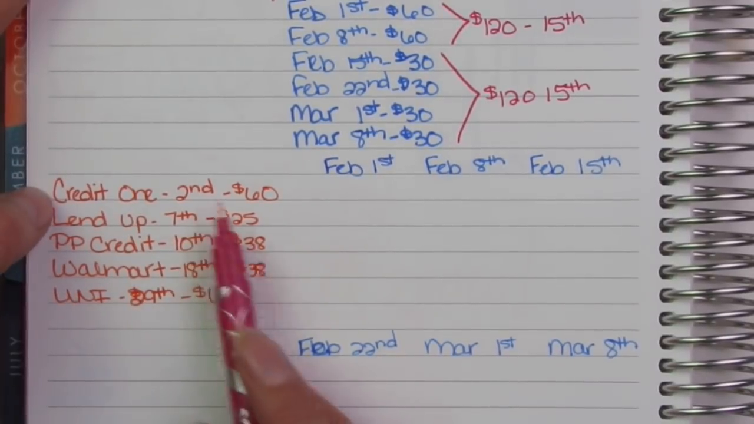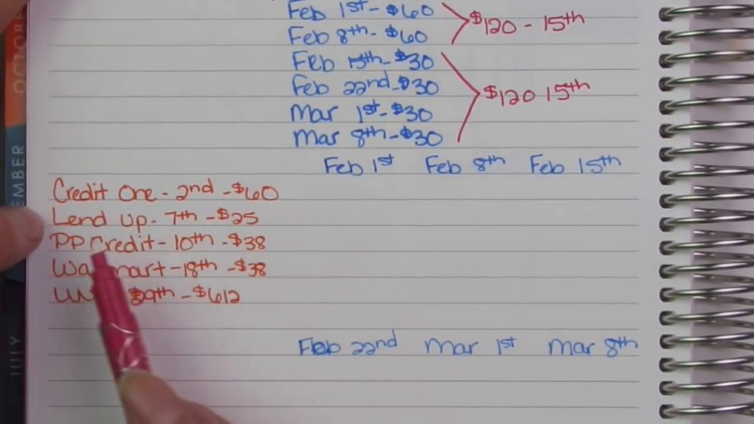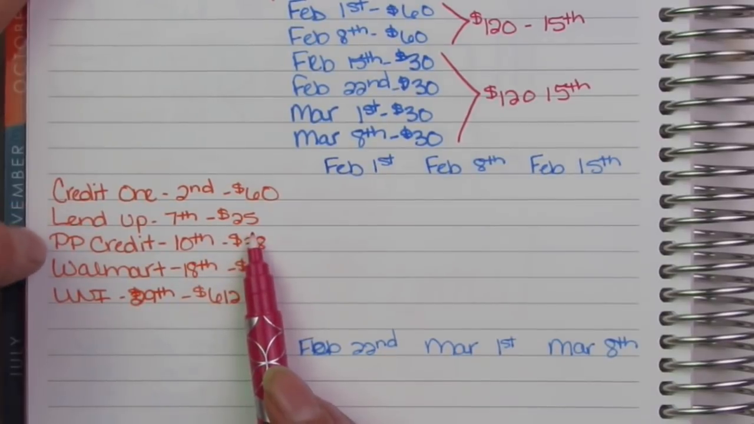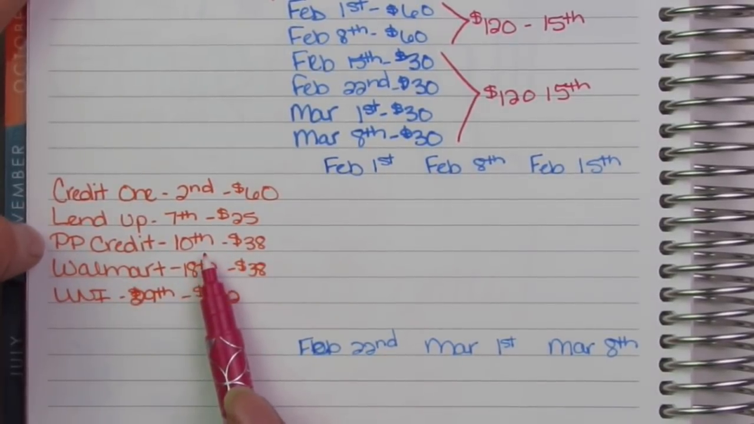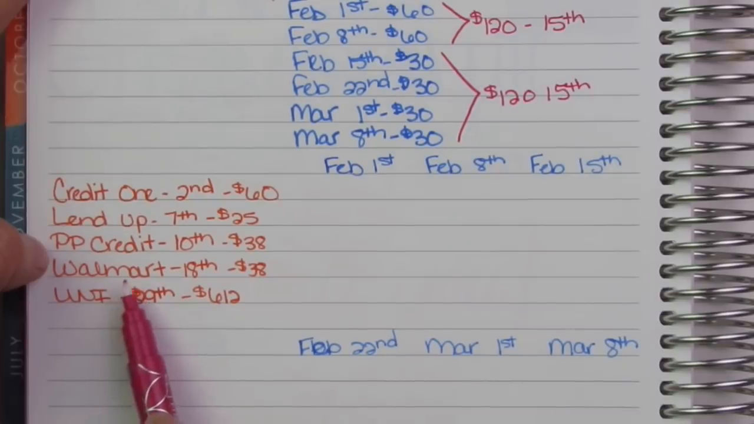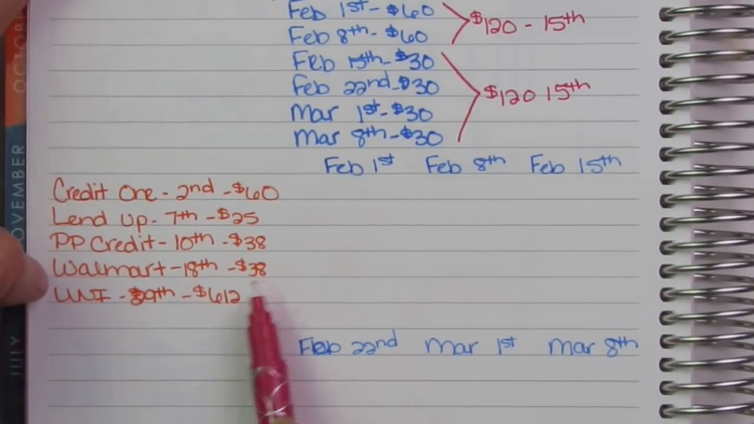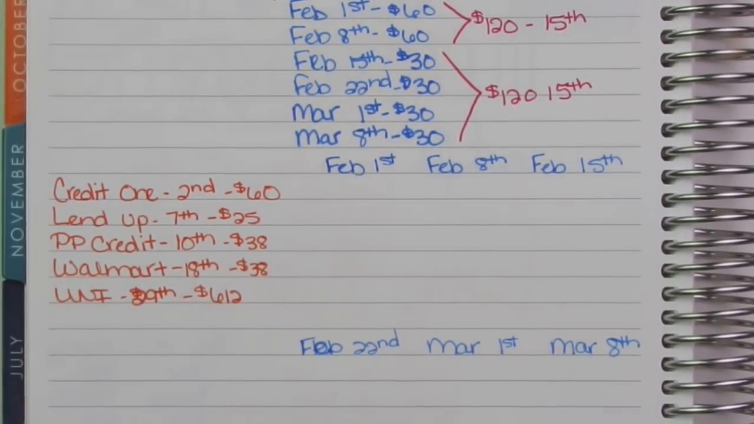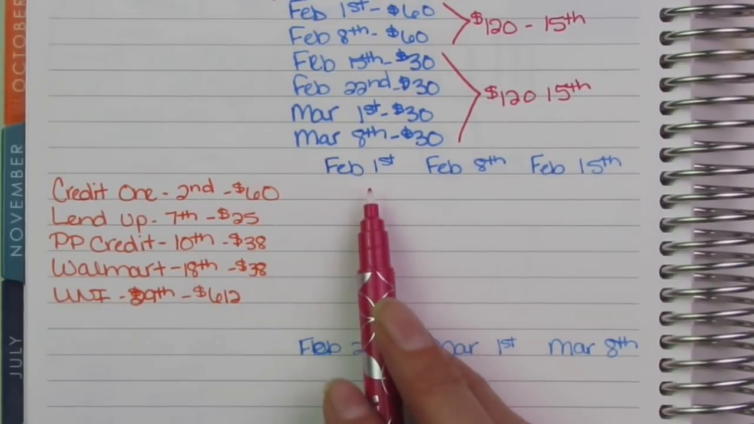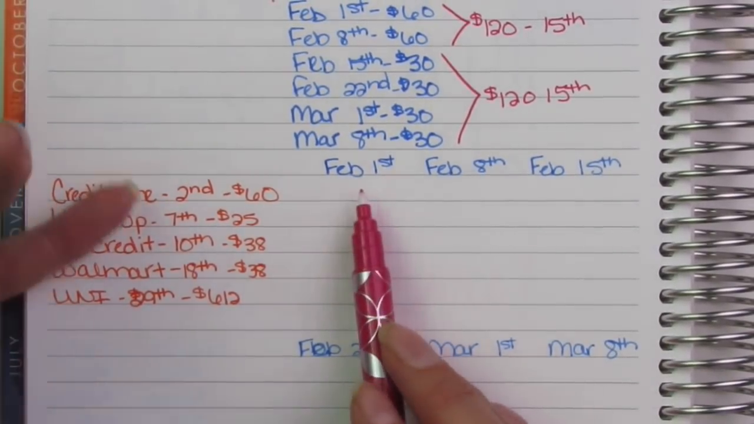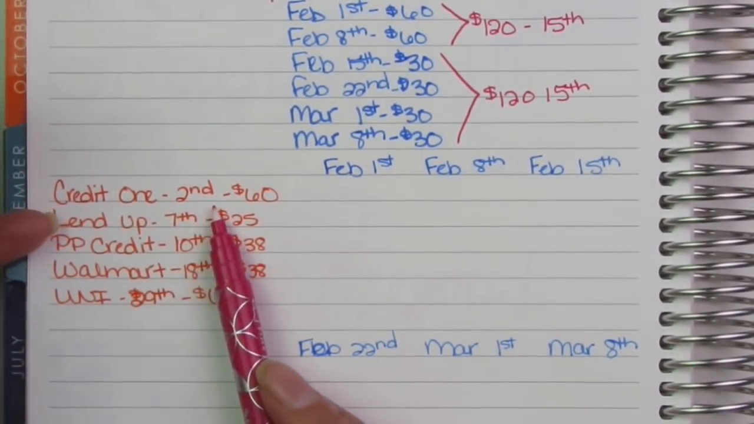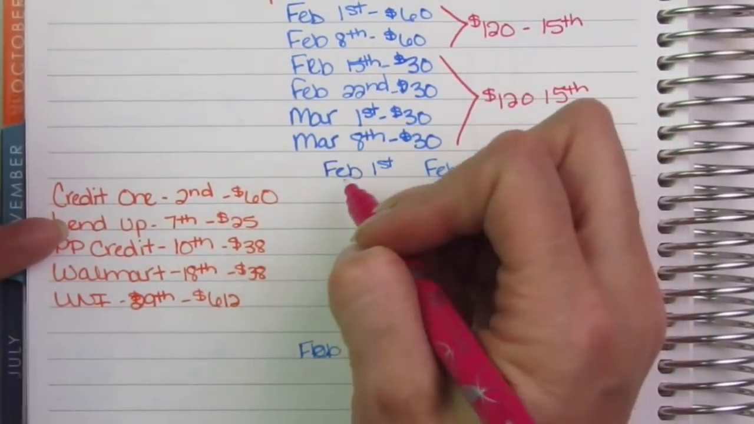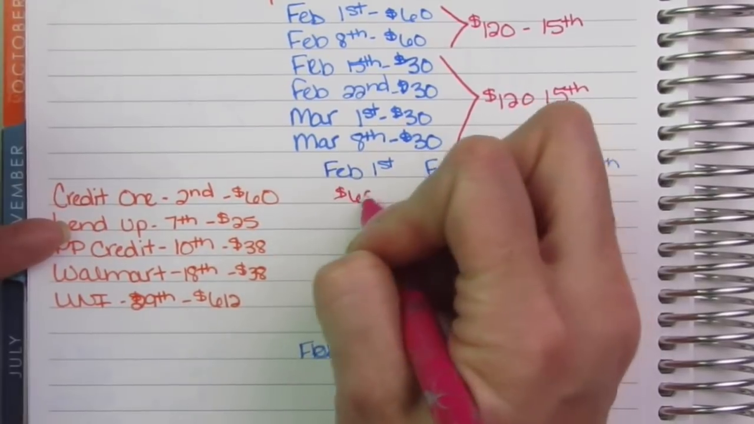So Credit 1 is due on the 2nd, it has a $60 minimum payment. Lend Up is due on the 7th, has $25. PP Credit is due on the 10th, it has a $38. Walmart is due on the 18th, also $38, and UNI, which is my card payment, due on the 29th, which is $612. So on your February 1st paycheck, that Credit 1 is due on the 2nd. So you have no other paychecks to split that up with. So on February 1st, you have to pay that entire $60.